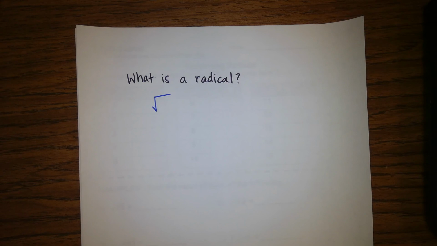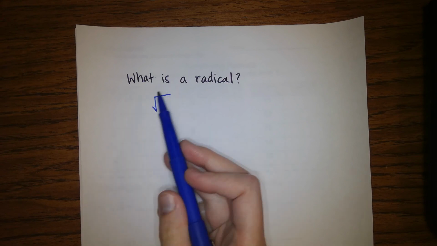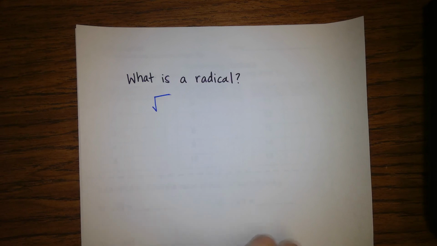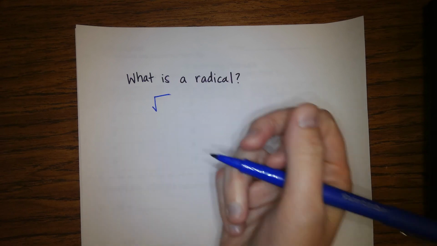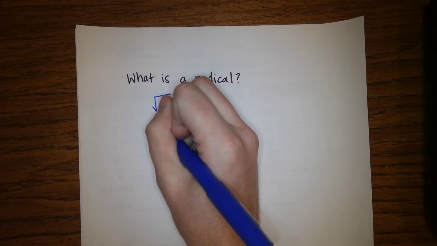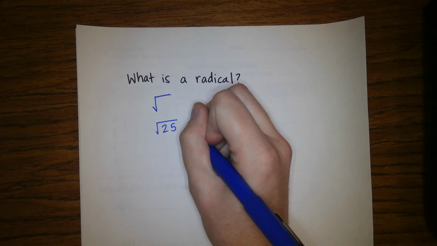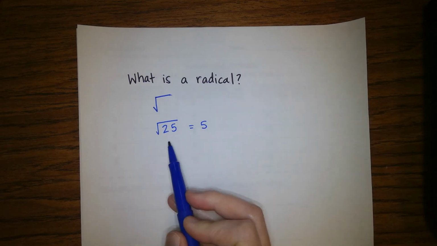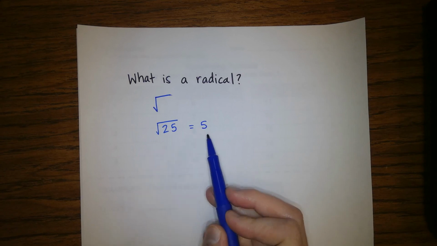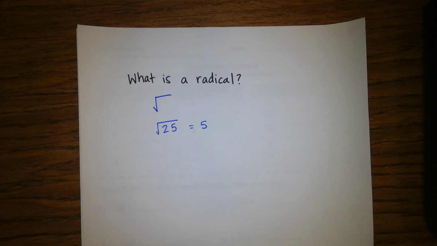So we are going to be talking about that today, but we will call it a radical because we will learn that you can also do some other things with it, like take a cube root or a fourth root. But today we're going to be working on taking the square root. This symbol right here is our radical. All right, so for example, if I said square root of 25, we know that that would be 5. We could also say radical 25 is equal to 5.